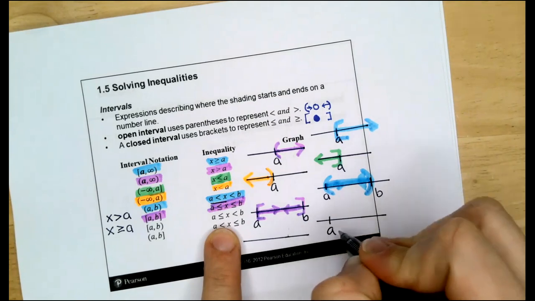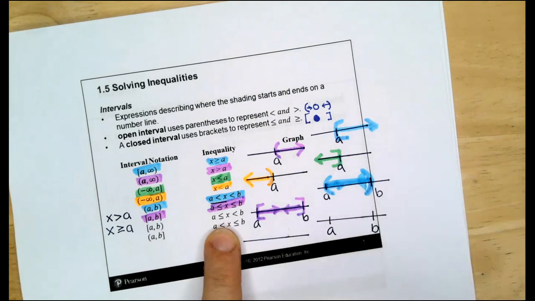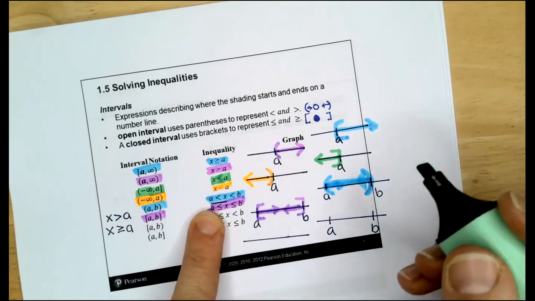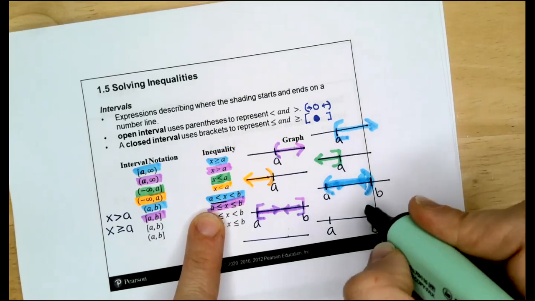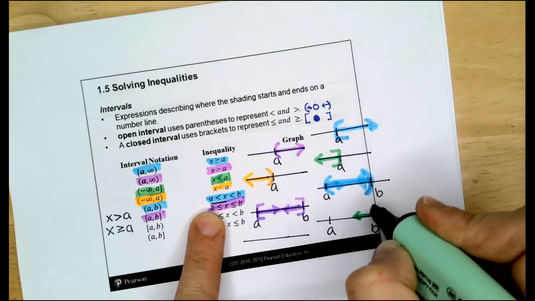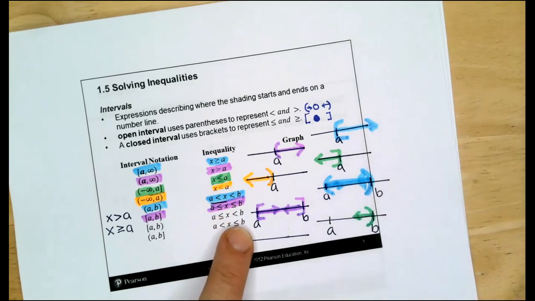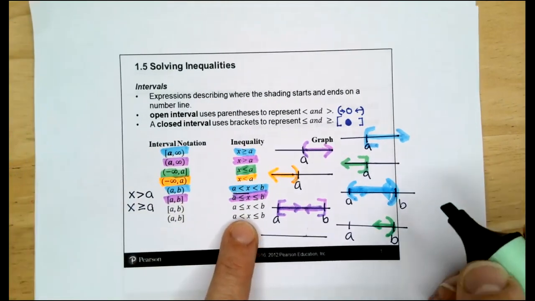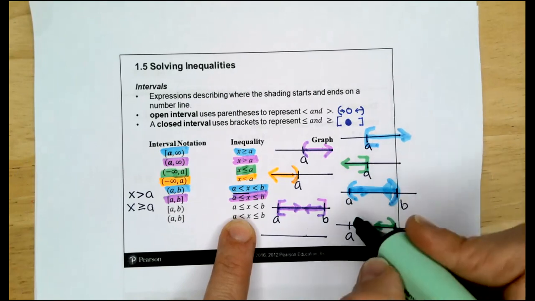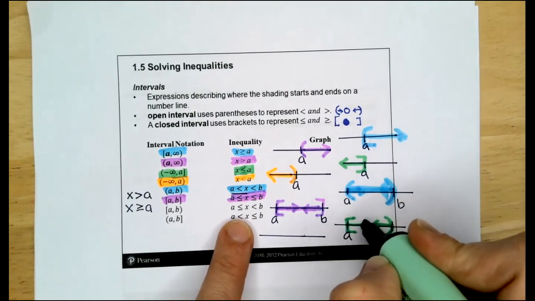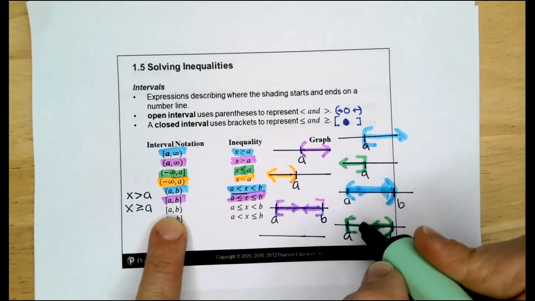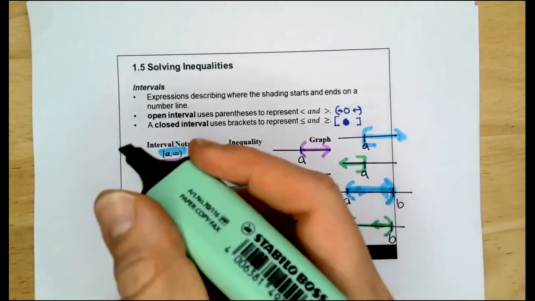Here we have x is less than b. Less than is that direction. It's a parenthesis because there's no equal sign. X is greater than or equal to a, so it is going to have a bracket, and it's going to go this way until it meets b. So bracket a, b, parentheses.